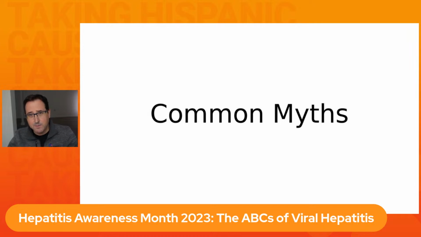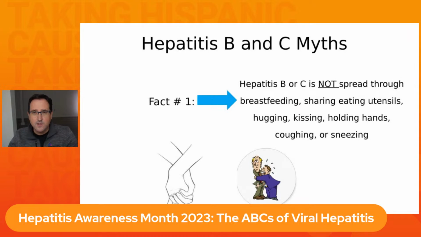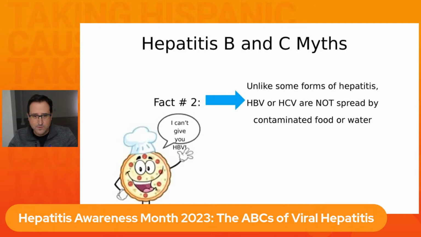Now let's touch base on a couple of myths related to liver disease and hepatitis. The first one: you cannot get hepatitis B or C through breastfeeding, sharing eating utensils, hugging, kissing, holding hands, coughing, or sneezing. You don't need to worry about that. You will not get hepatitis B or hepatitis C through any of these mechanisms. Blood is the main way you can contract hepatitis B or C.